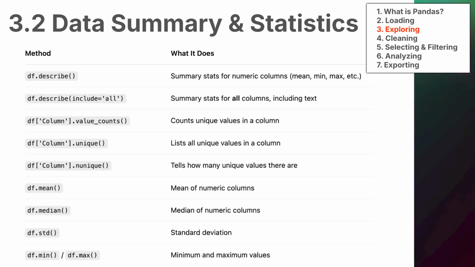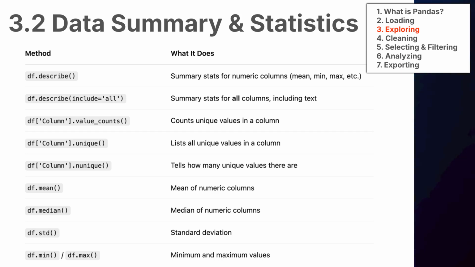Std gives the standard deviation, which tells how spread out the values are. Big standard deviation means a big spread. Values vary a lot. Small means data is tightly grouped. Min and max give the minimum or maximum value in numeric columns.